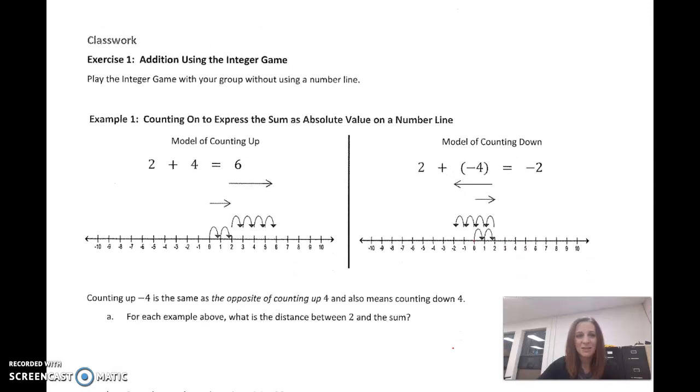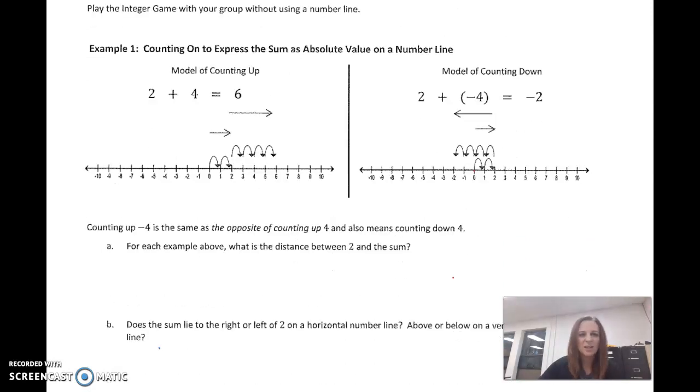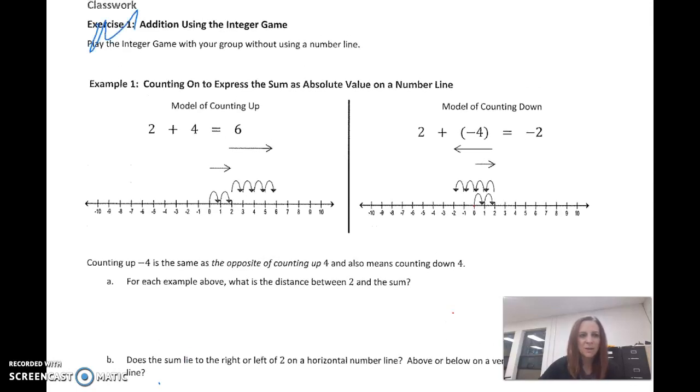So let's get started. We are going to ignore the integer game part. I wish we had time, but we don't. So sorry, I should have deleted it off.